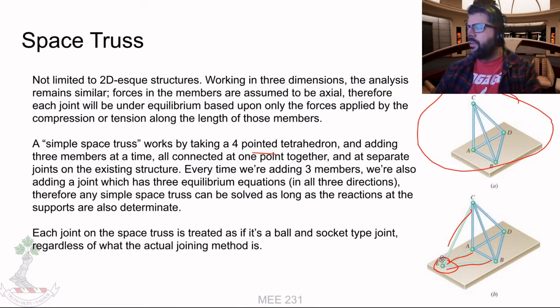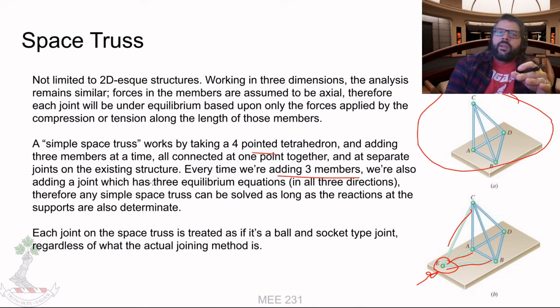and the equilibrium at that point adds another 3 equations that we can use to solve. Just the sum of the forces on that joint in the X direction, the Y direction, and the Z direction. So same idea. If we add 3 members in 1 joint at a time, then we're keeping the space truss solvable.